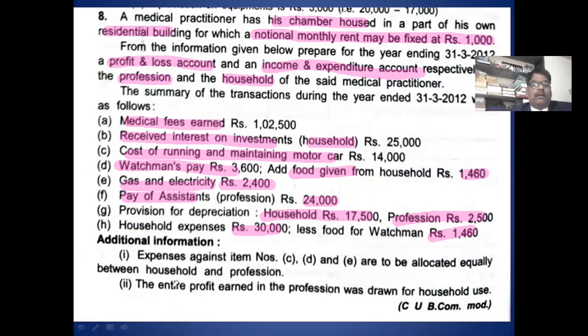And the entire profit of P&L account profession goes to household. You are instructed to take the household. According to instruction, you take the amount. Okay. Now you see the solution.